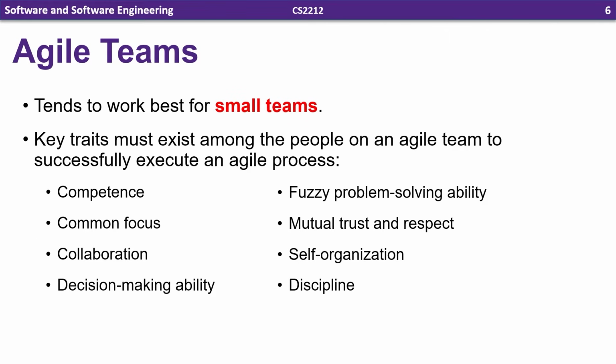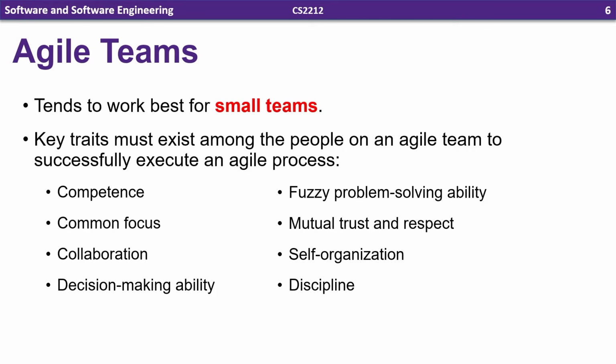So these Agile processes we're going to be discussing tend to work best for small teams. If you're a big company like Microsoft working on a massive monolithic thing like an operating system like Windows, they might not be the best method unless you can really compartmentalize or break the problems down into specific things that smaller teams can work on. And these teams must have certain key traits among the people to be effective in an Agile environment.